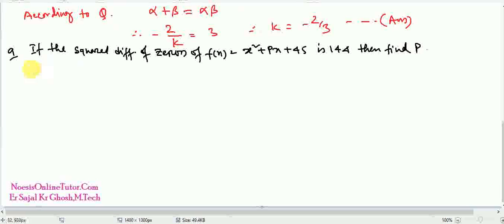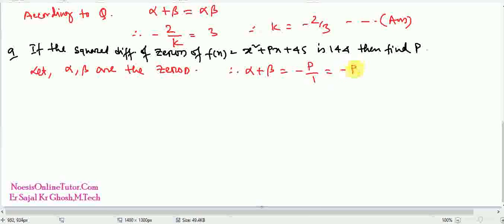How could we calculate this type of mathematics? First, let alpha and beta be the zeros. Then what is the value of alpha plus beta? Alpha plus beta is equal to minus coefficient of x by coefficient of x square, that is equal to minus p. And alpha beta is equal to what? Alpha beta means constant part by coefficient of x square, that is equal to 45.